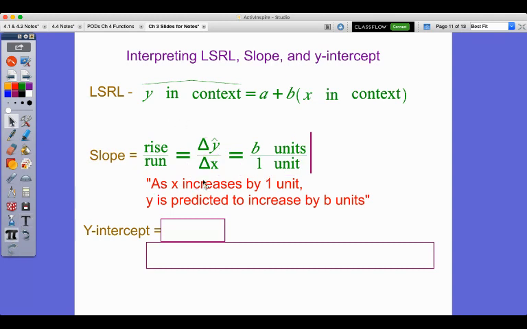So if you look, as x increases by 1 unit, as x changes, increases, if you have a negative fraction, you just put the negative on top. As you rise, you don't put it on top and bottom. So this will always be positive. So as x increases by 1 unit, y is predicted to increase by b units. And you want to make sure that when you say x and y, you put those in context. All right, and we'll see an example of that in a minute.